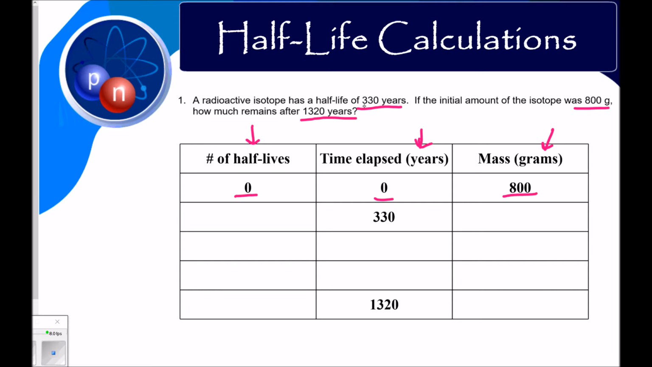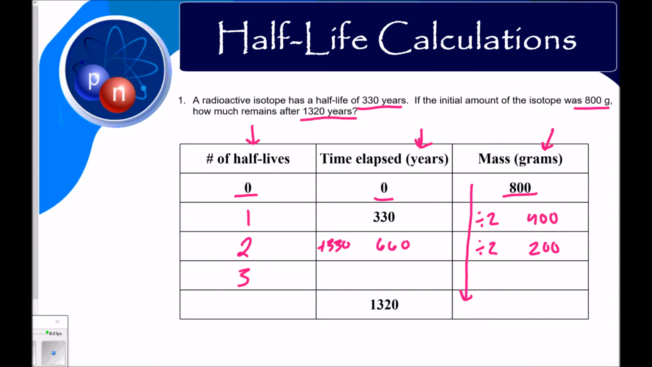So since the half-life is 330 years, after one round of half-life, 330 years has passed, then what happens to our mass? Well, it's called half-life for a reason, because every time we go through a round of half-life, it's going to cut in half. So 400 grams will remain after 330 years. Well, this pattern continues. After the second round of half-life, and another 330 years has passed, so we're at 660 years, the sample is going to have decayed again. So we're only going to have 200 grams left.